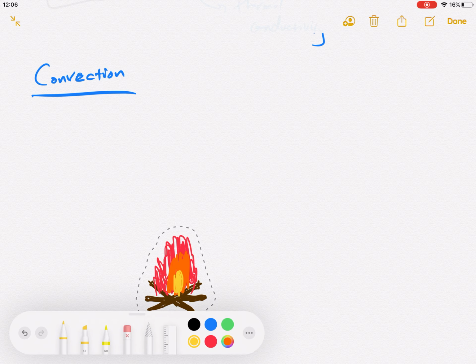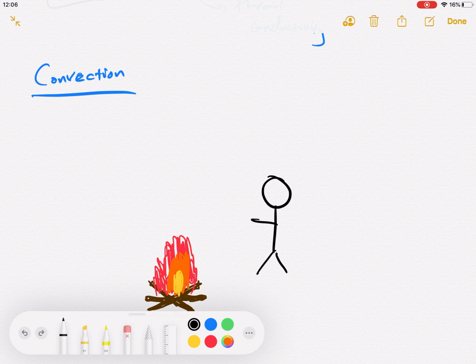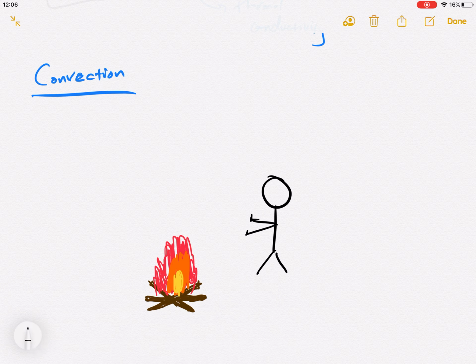Sweet. So let's say you're standing next to the campfire, and in fact, you're warming yourself next to the fire. Oh no, I wanted another arm. There. You're happy. How are you getting warm from the campfire? How is the fire transferring heat to you?